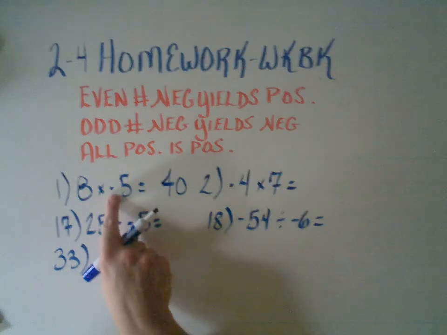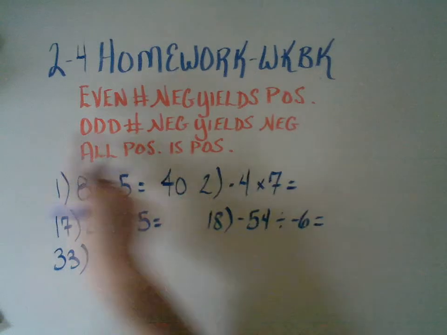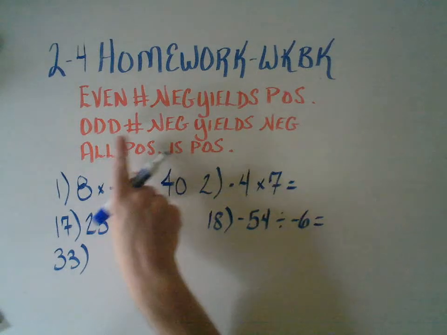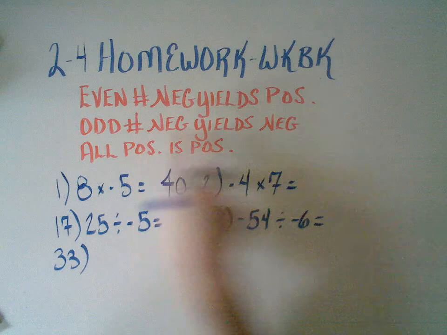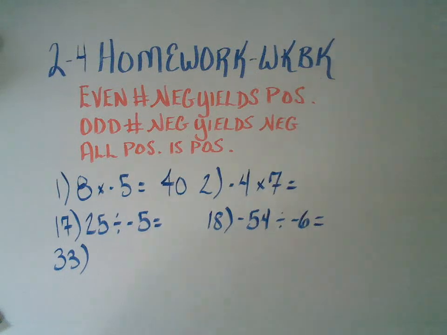And as you can see, we've got one negative number here. Well, 1 is an odd number. And when we have one negative, which is an odd, that's going to spit out a negative result. So my answer here is going to be negative 40.